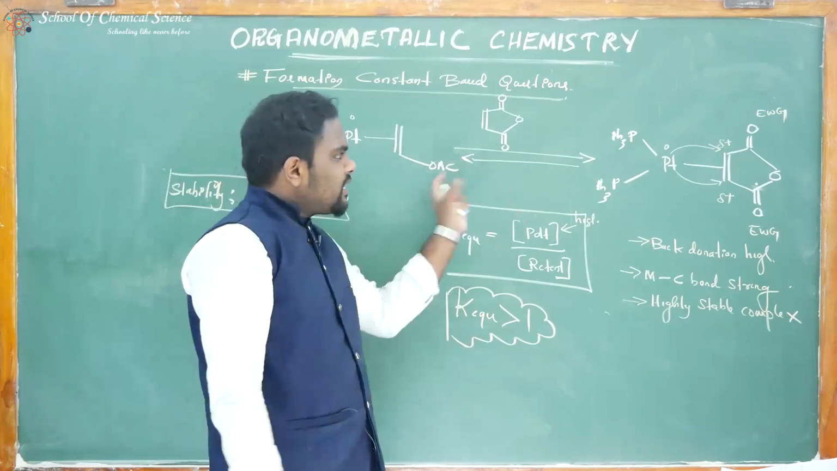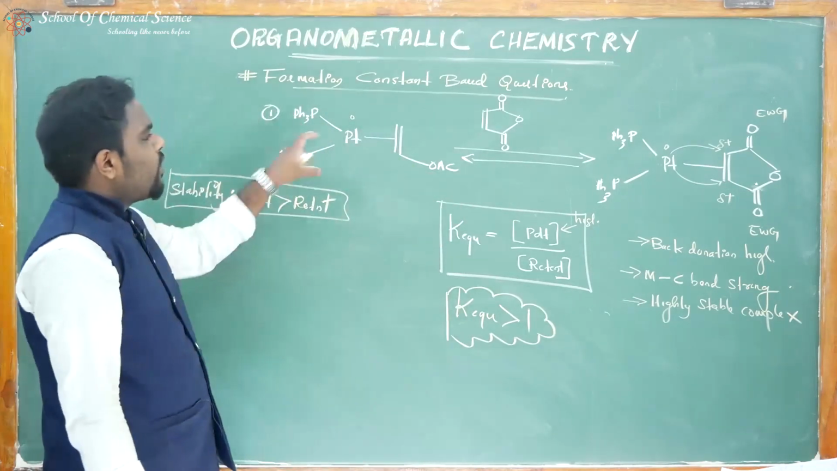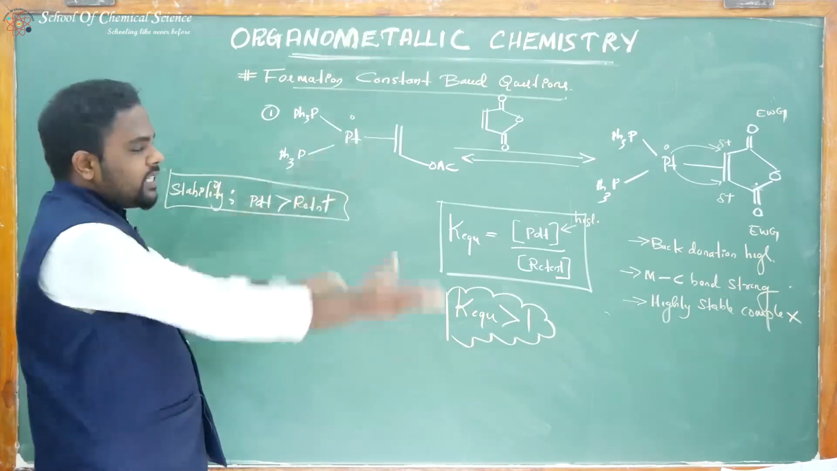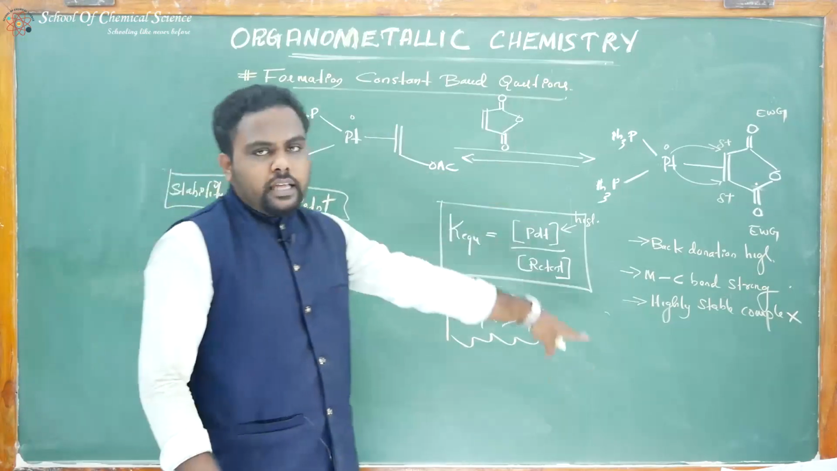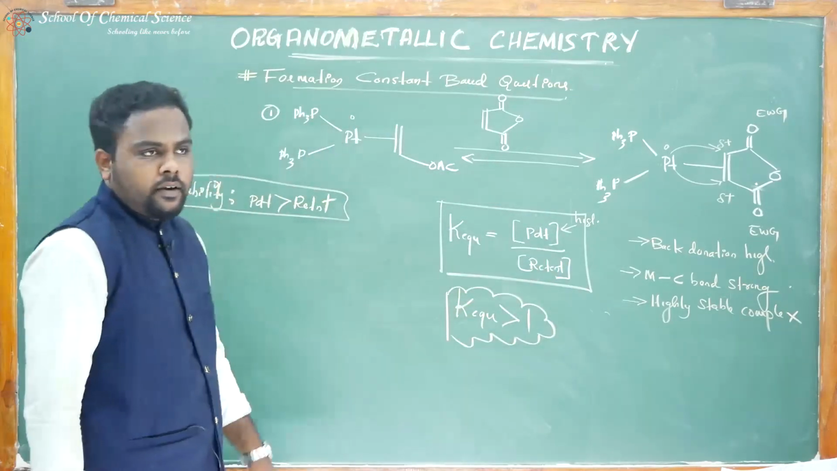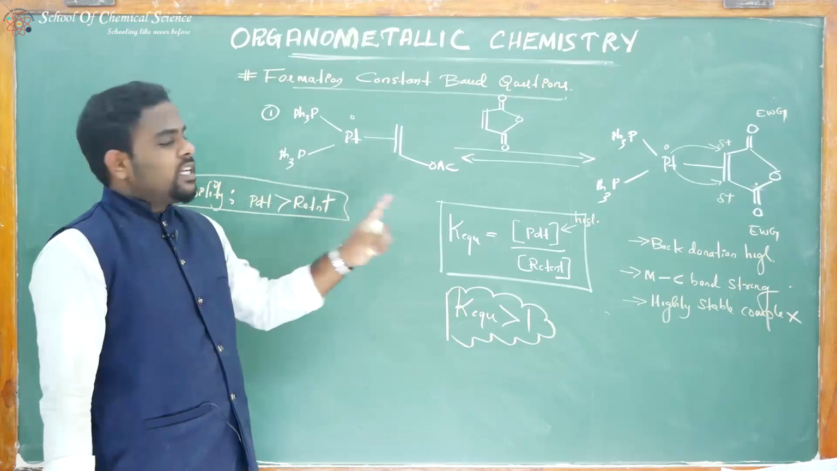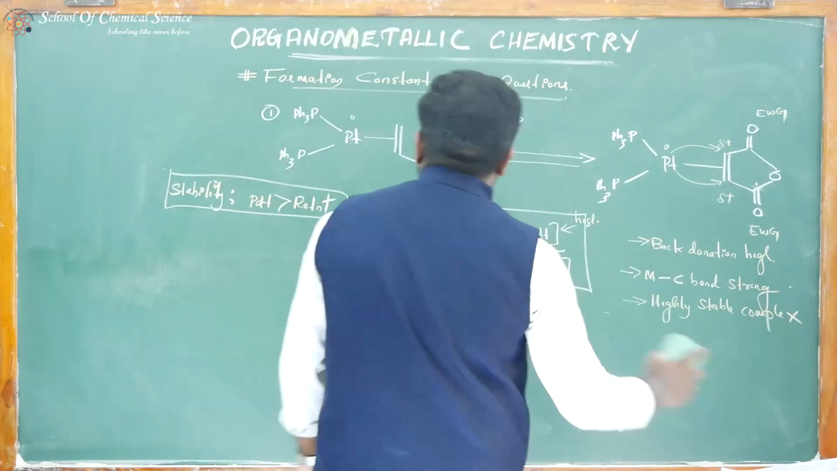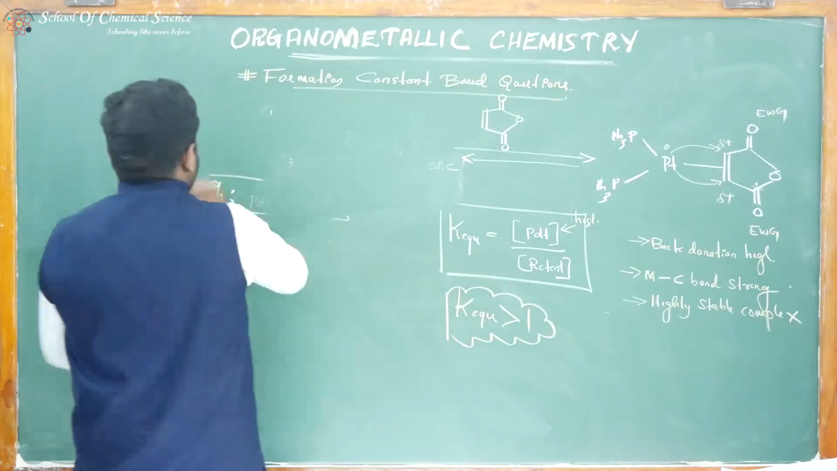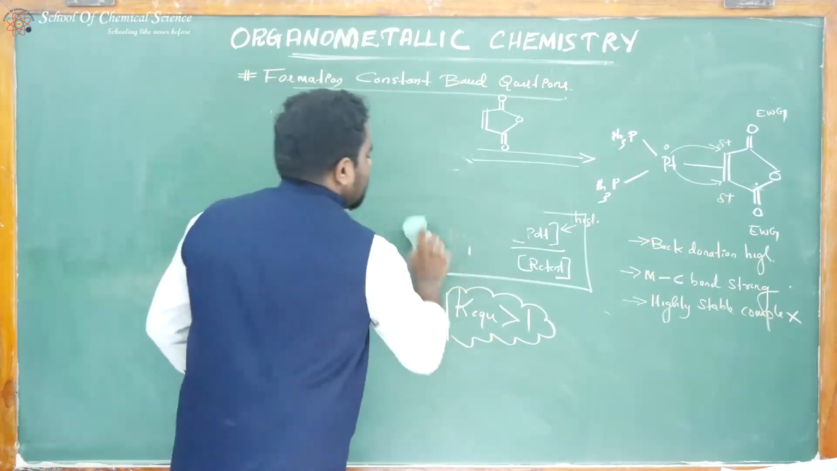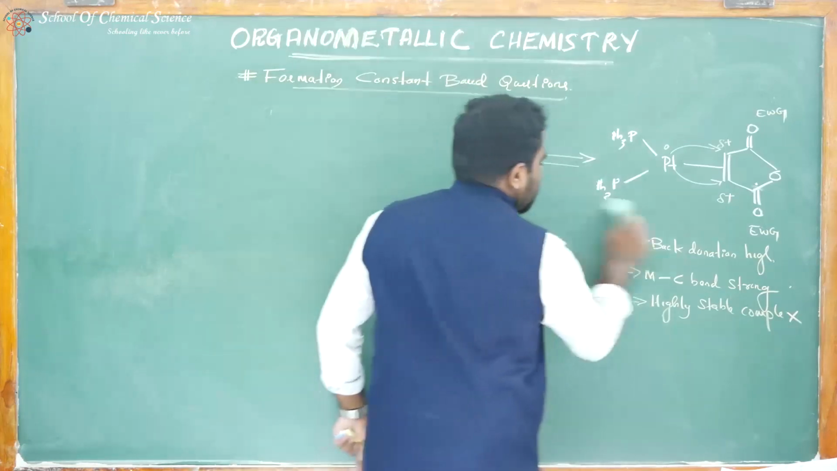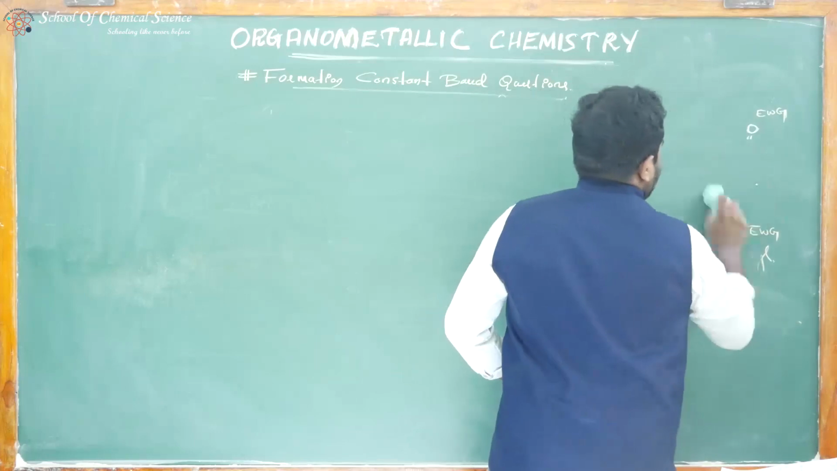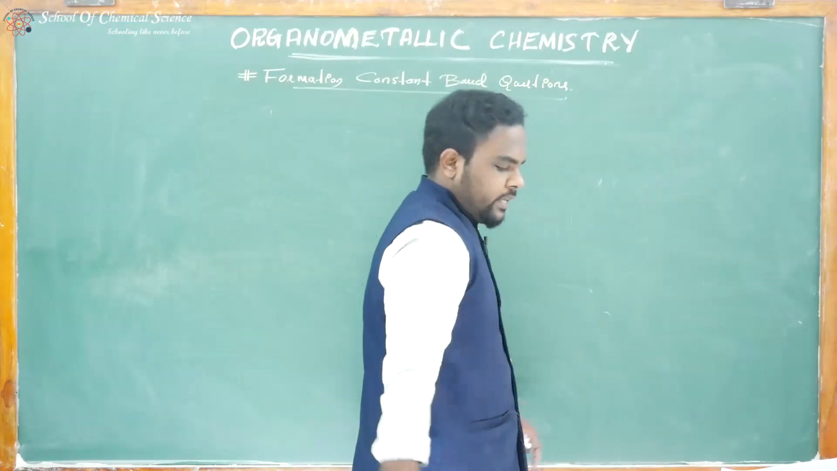So in such types of formation constant based questions, you have to compare the stability of the reactant and product. If product is stable, K equilibrium is greater than 1 because product concentration will be higher. If reactant is more stable, then K equilibrium is less than 1. Then write the next question.